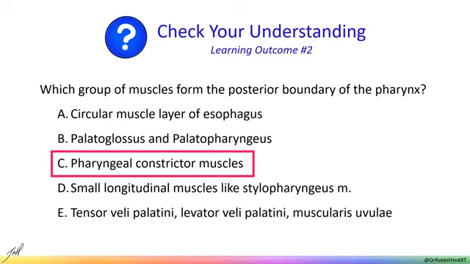The correct answer is the pharyngeal constrictor muscles. Pharyngeal constrictor muscles include superior, middle, and inferior pharyngeal constrictors, which form the posterior wall of the pharynx. These muscles contract sequentially to push food into the esophagus.